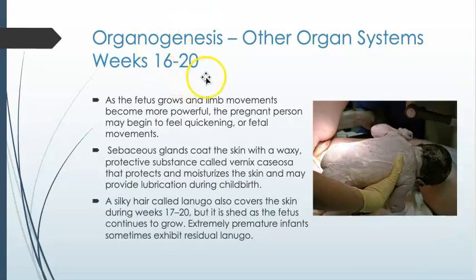In weeks 16 to 20, the fetus continues to grow, limb movements become more powerful. Again, the pregnant woman will feel the movements very clearly now. Sebaceous glands will coat the skin in a waxy protective substance called the vernix caseosa. You can see it protects and moisturizes the infant's skin and it provides lubrication during childbirth. There is a special type of hair called lanugo hair, but it's shed as it continues to grow. Every so often, some babies, especially preemies, are born with some of that lanugo hair still on them.